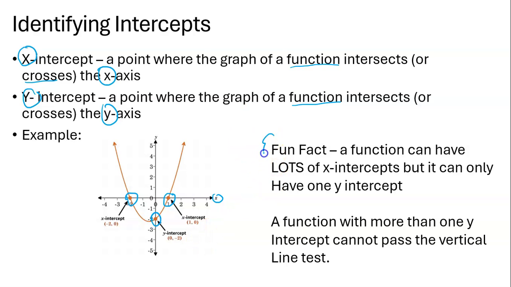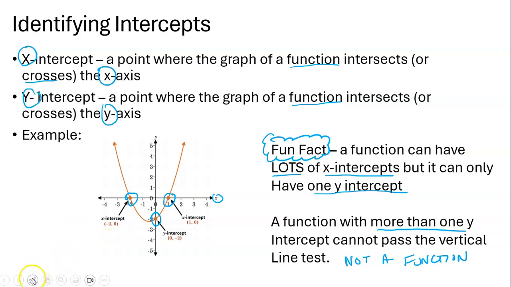Now here's our fun fact. A function can have lots of x-intercepts, but it can only have one y-intercept. If it has more than one y-intercept, it's not a function because it doesn't pass the vertical line test. Okay?